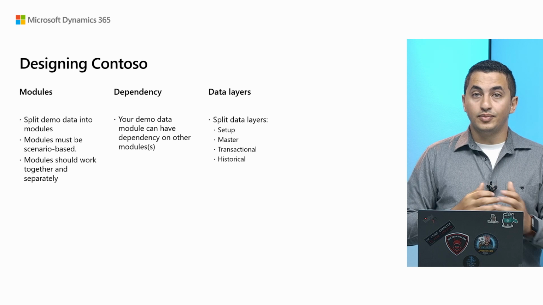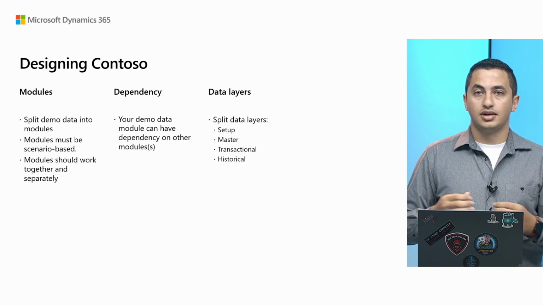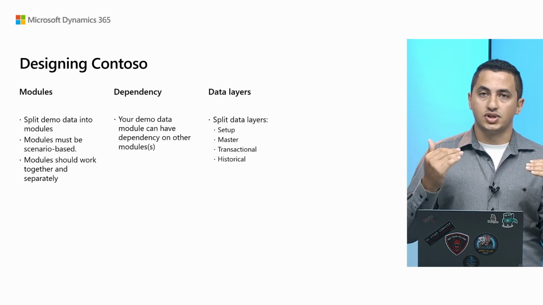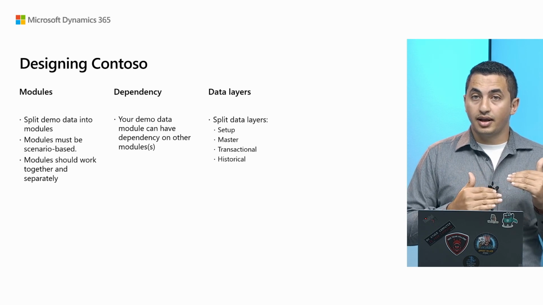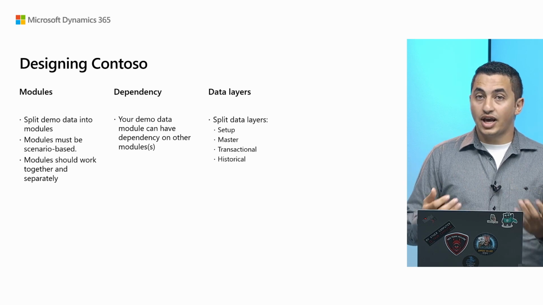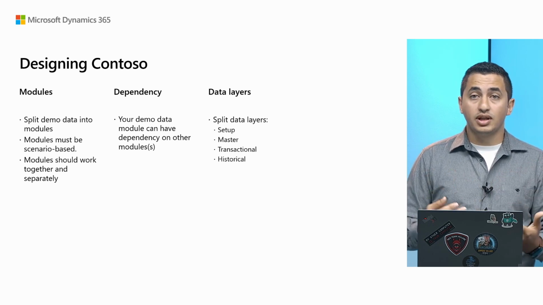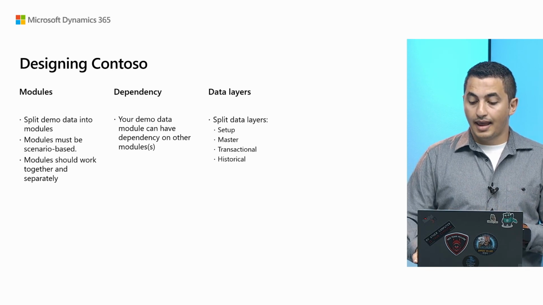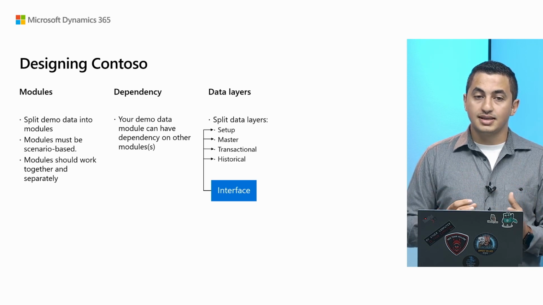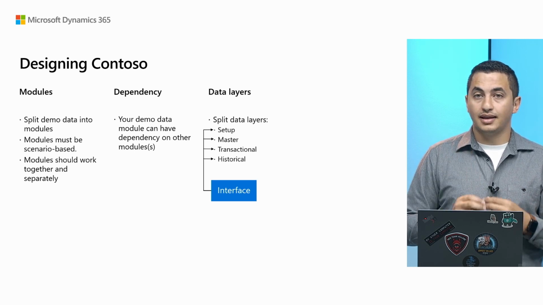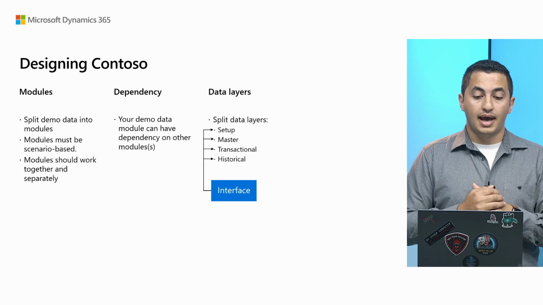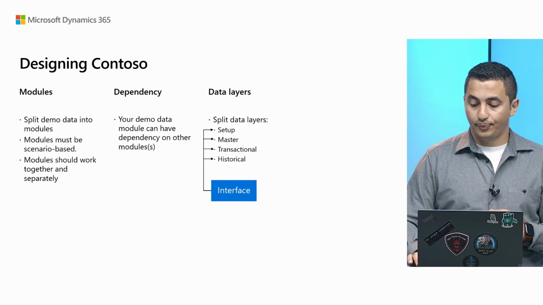Next, we split the demo data into logical data layers. So we start from setup. This is basically where you insert your unit of measure, number series, etc. Then the master data layer, where you have your items, your customers, your vendors. Transactional, where you, let's say, post an invoice. And then finally, historical. We try to have this organized in a nice way. So we package all of that in an interface that you will have to implement when you create your own demo data module. And Haran is going to show you more on this later.